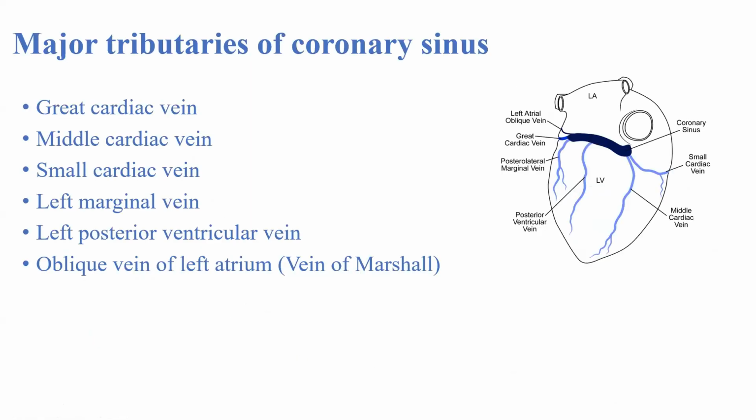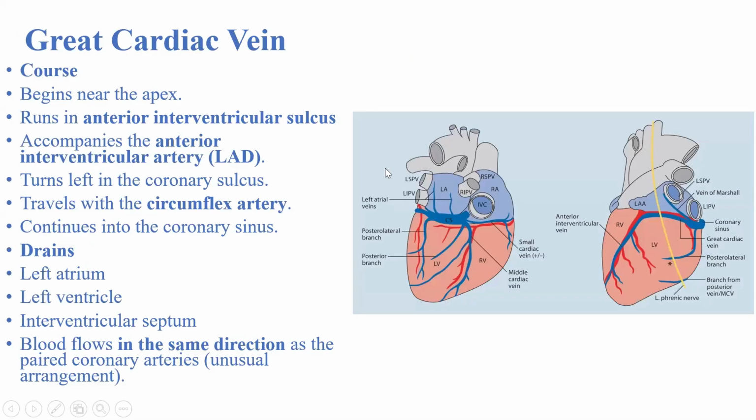Now, what are the major tributaries of coronary sinus? Many important veins open into the coronary sinus, which includes great cardiac vein, middle cardiac vein, small cardiac vein, left marginal vein, left posterior ventricular vein, and oblique vein of left atrium, that is the vein of Marshall. So, first we'll discuss the great cardiac vein.